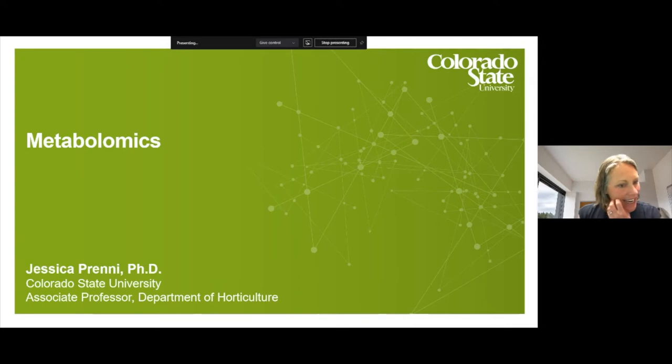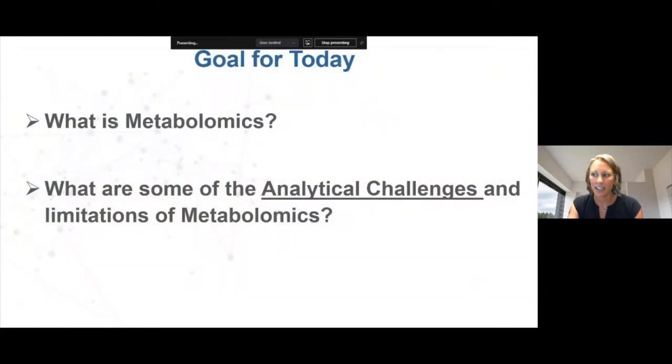So today I'm going to talk about metabolomics very generally. Looking at the program of the workshop, you guys have gotten a lot of proteomics, a lot of general mass spec introduction. And so today, our goal is to really talk about this field of metabolomics in general. What is it? How is this different from some of the other mass spec applications that you've talked about this week? And then we're going to focus specifically on some of the challenges and limitations that are unique to metabolomics.